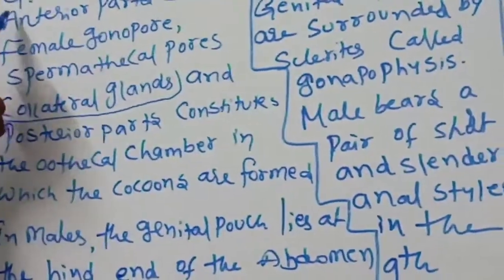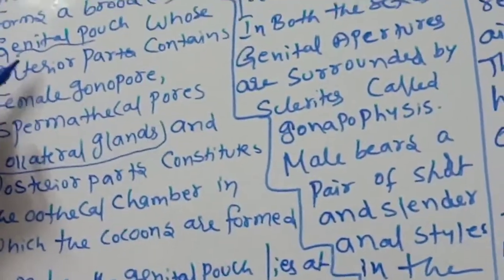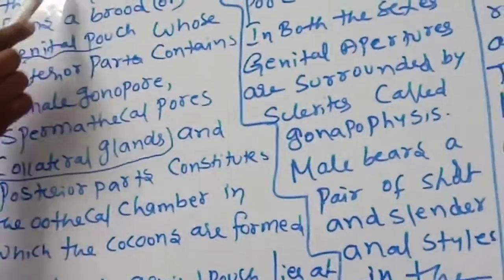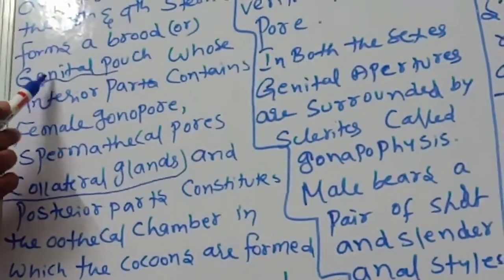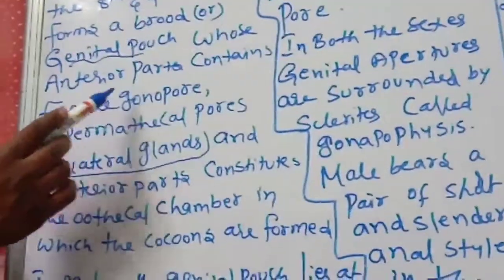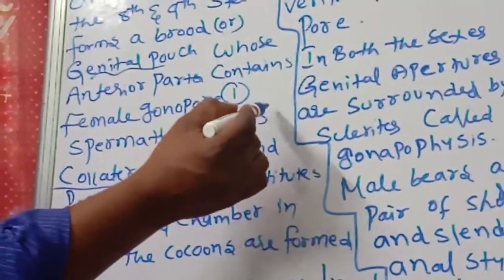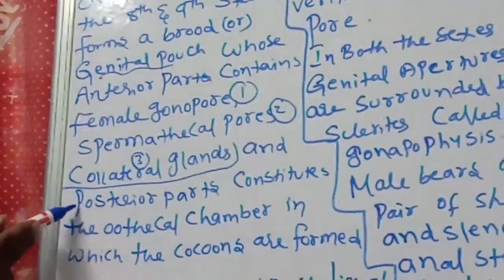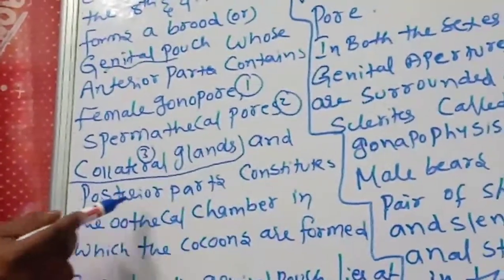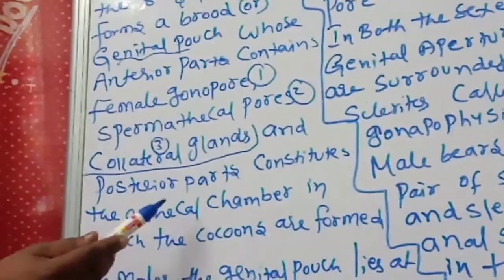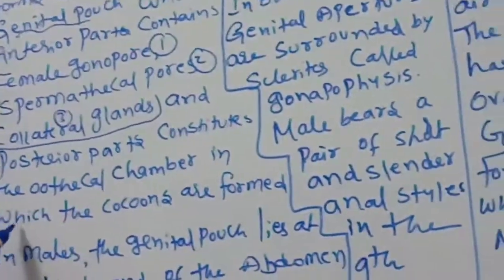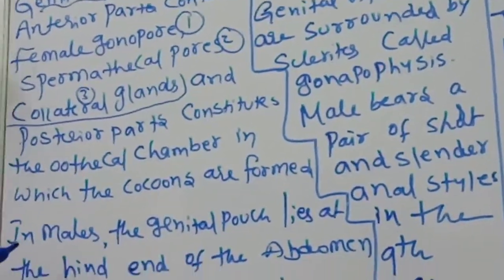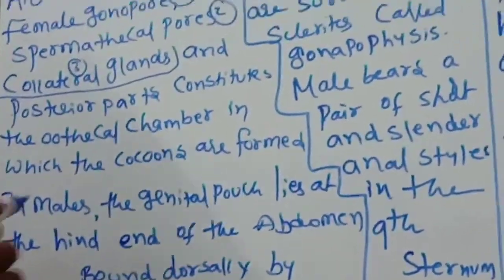The seventh, eighth and ninth sternum all together form the brood or genital pouch, whose anterior parts contain number 1 female gonopore, number 2 spermathecal pores, number 3 collateral glands, and posterior parts consist of the oothecal chamber, in which the cocoons are formed.